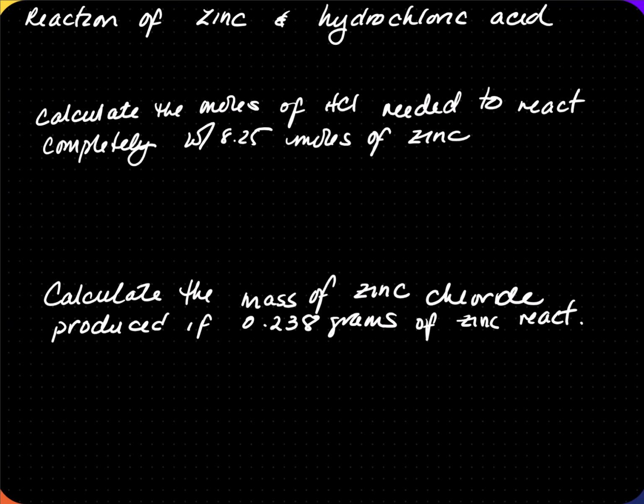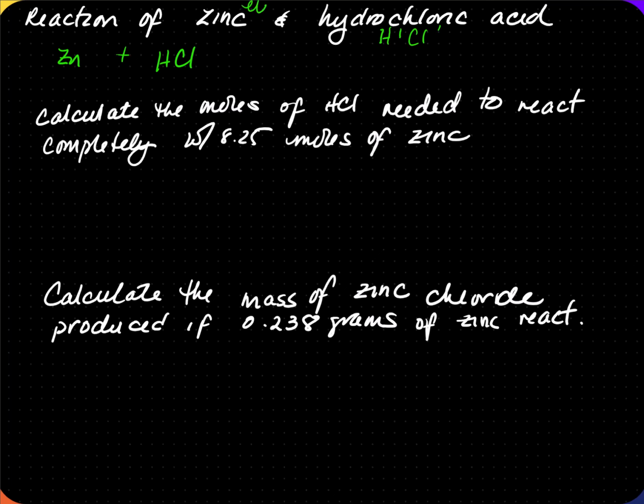The first thing we need to do is write a correct balanced equation. We have zinc, Zn, plus hydrochloric acid. All acids begin with an H. Since it has hydro, it's off the periodic table, so it's Cl1. So this is going to be HCl.